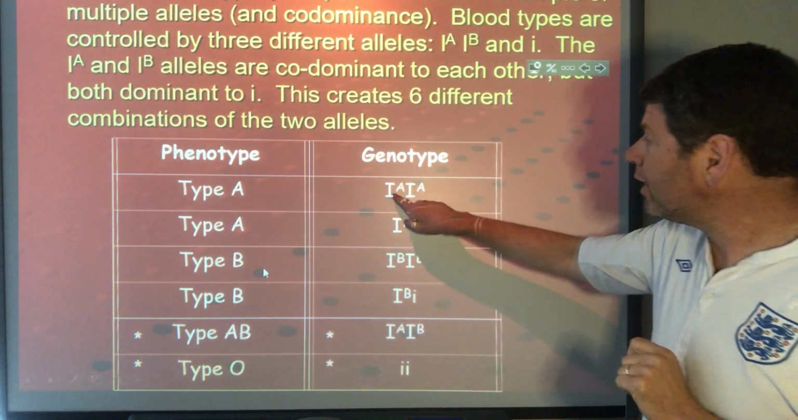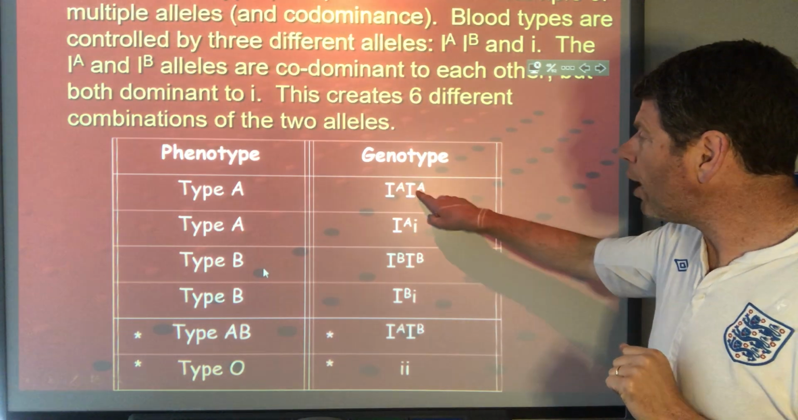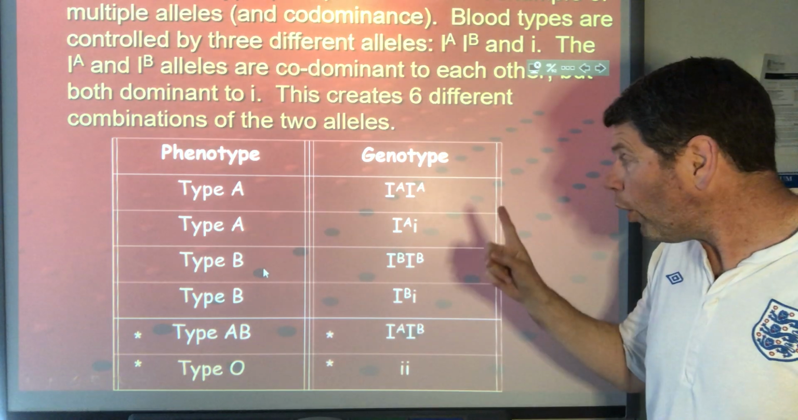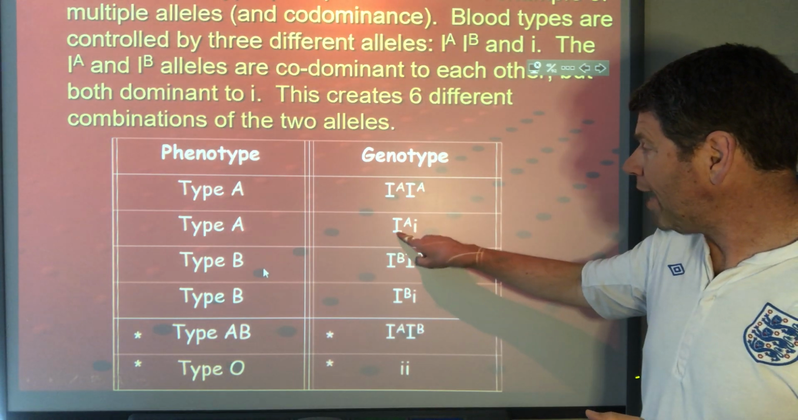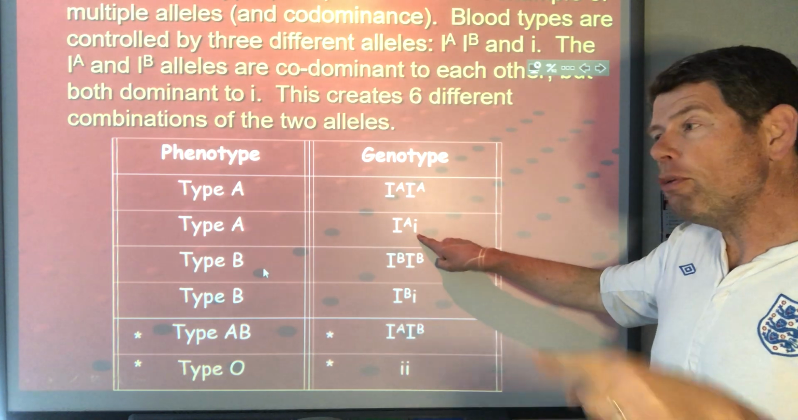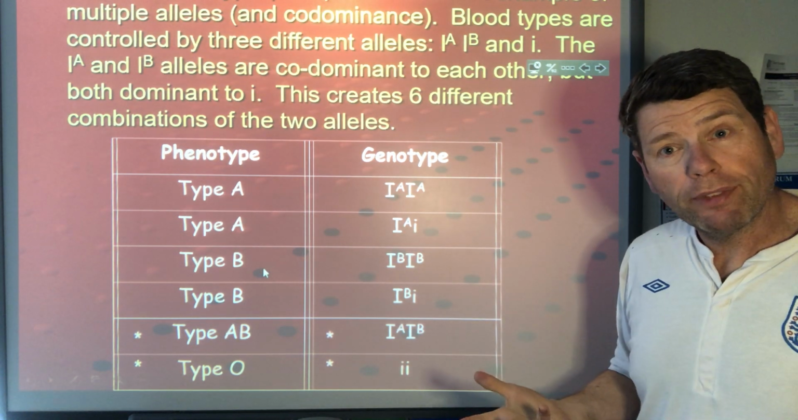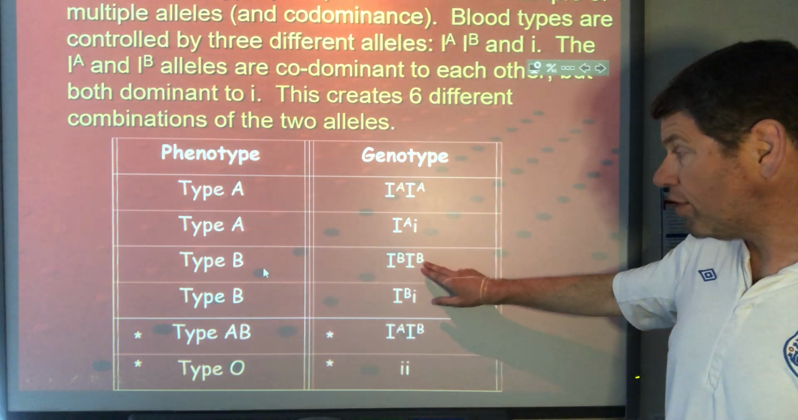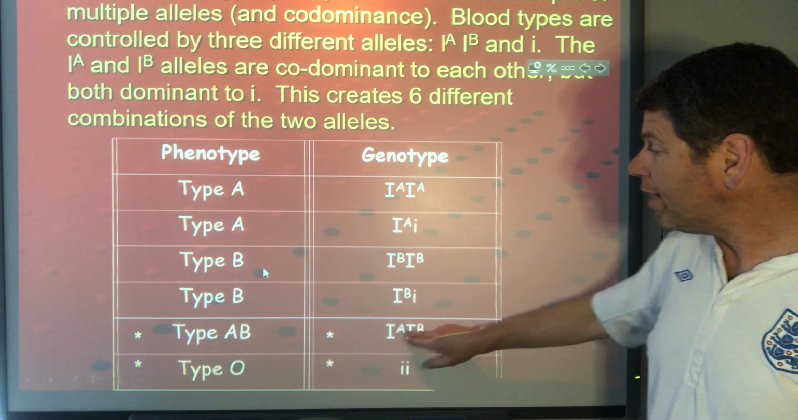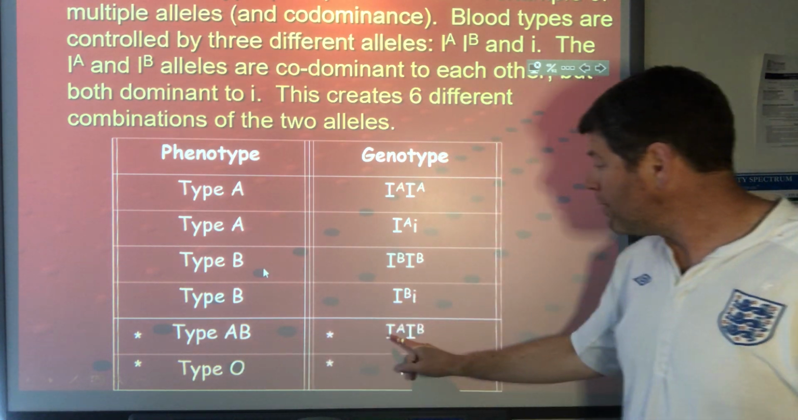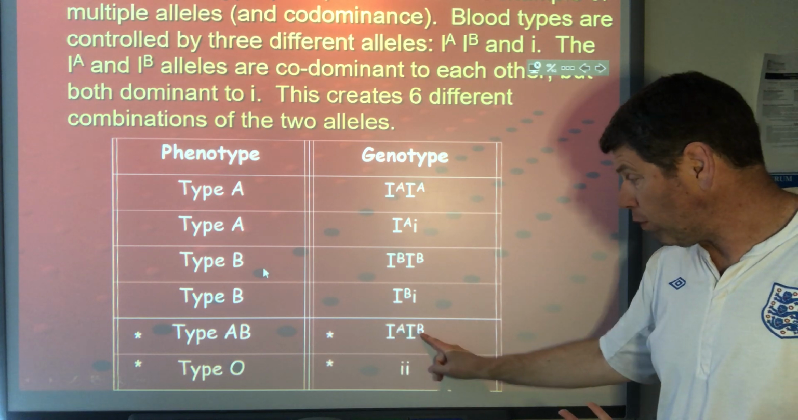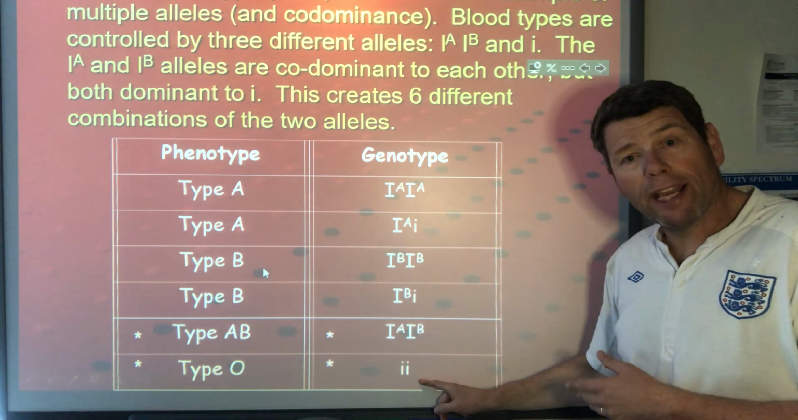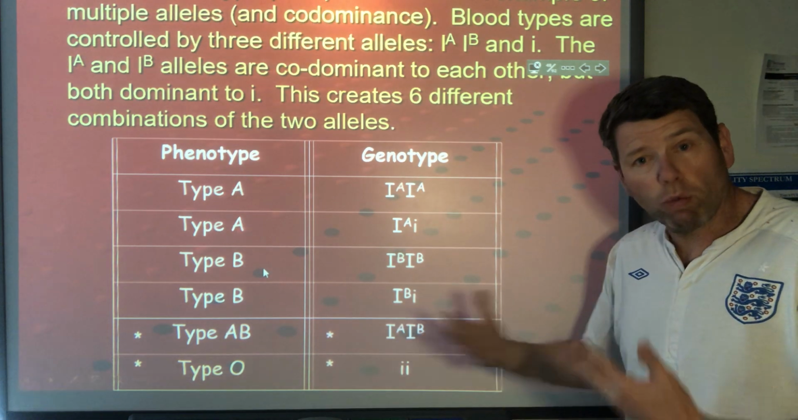So if I'm type A, I could have received the A allele from both of my parents. Or I received an A from one of my parents, and my other parent gave me the recessive allele that creates no antigen markers, but I would still be type A. The same goes for type B. In the special case of type AB, you get 1 of each from your parents. And if you're type O, the only way to be type O is to be homozygous recessive and get the 2 little i's, 1 from each parent.